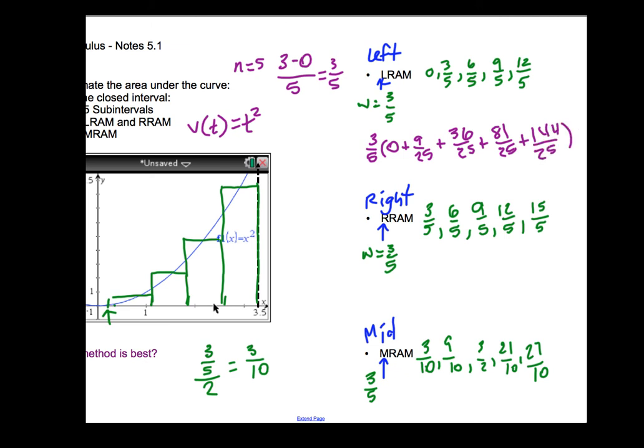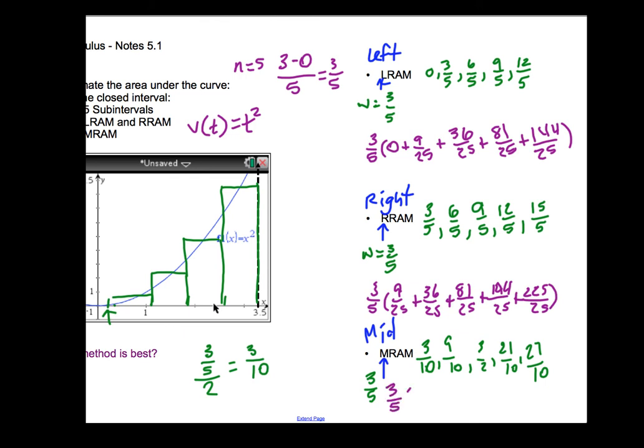And then down here the same thing again, except now we're going to lose 0 and we're going to add the 15 squared part. So down here we would have 3/5 times 9/25, 36/25, 81/25, 144/25, and 225/25.